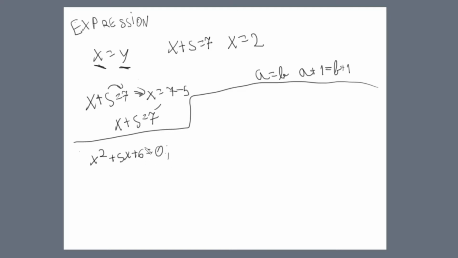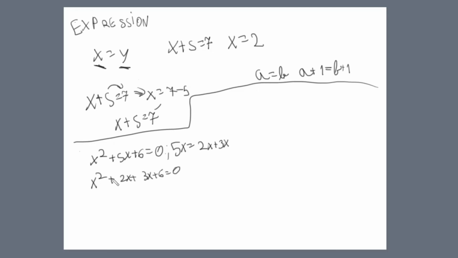Instead, what we're going to think of is, how can we do this so it looks more friendly, so to say? To do that, we're just going to say that 5x is equal to 2x plus 3x. Now that's obvious, right? 5 is equal to 2 plus 3. So we're going to write it right here like that. We're going to have x squared plus 2x plus 3x plus 6 is equal to 0.